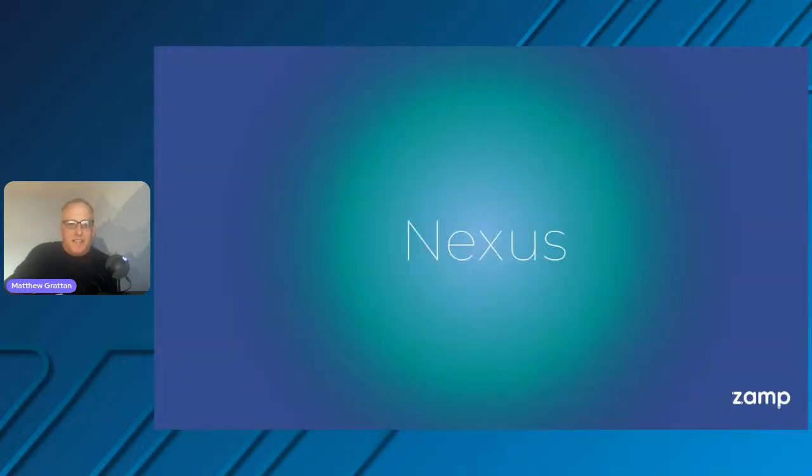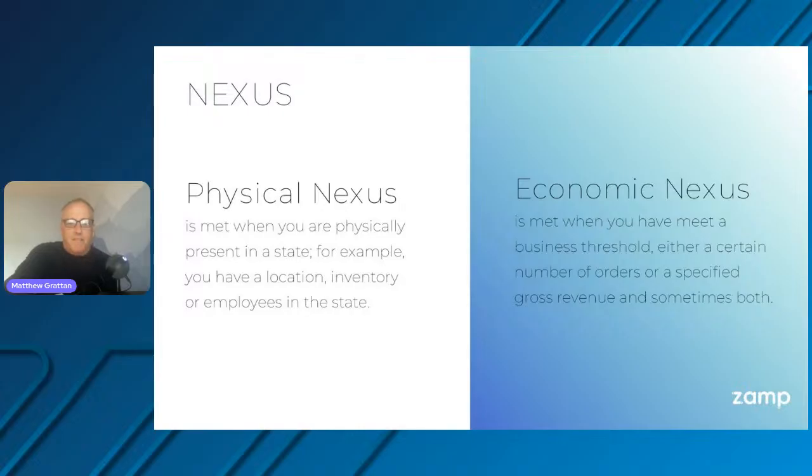Now let's dive into Nexus here. This is by far the one area that we get asked the most questions about, both from international sellers and US sellers: where do I have to collect sales tax? First and foremost, physical Nexus is where you have inventory, employees, offices. You may be traveling to a state to solicit business or handle installations, things like that. That is the first trigger for all states. If you're using a 3PL with your inventory, you're triggering Nexus in a state, and that's the physical trigger.